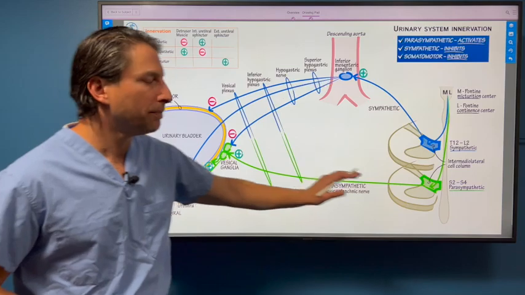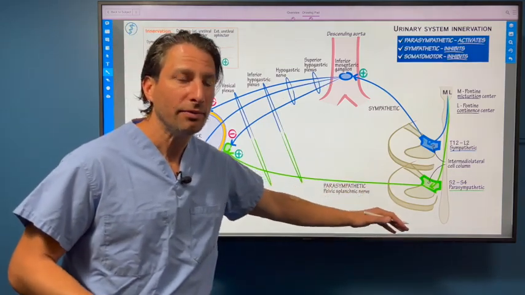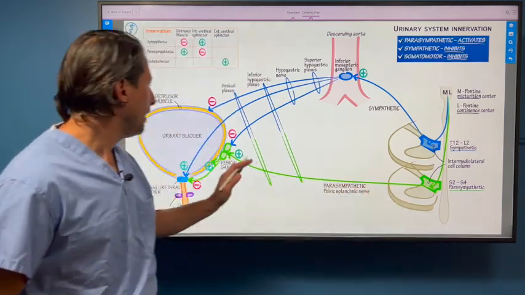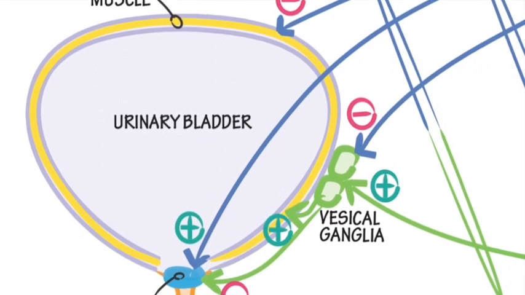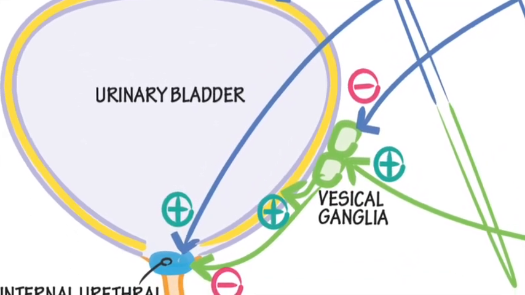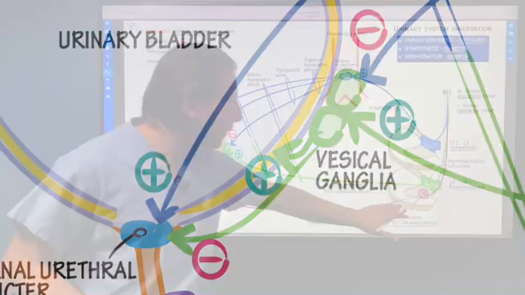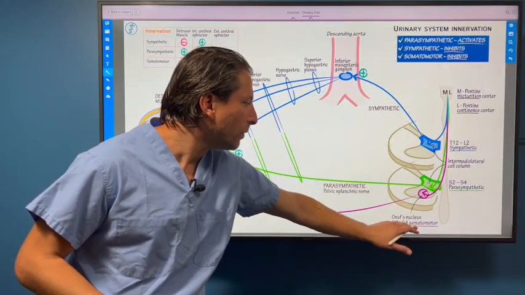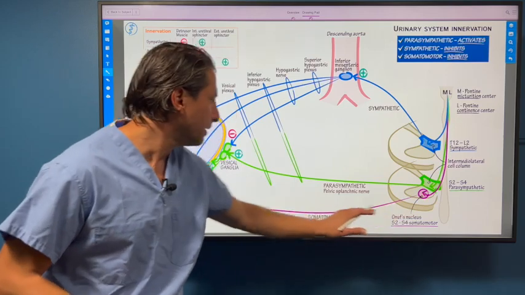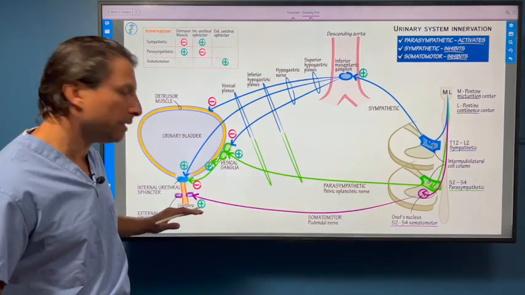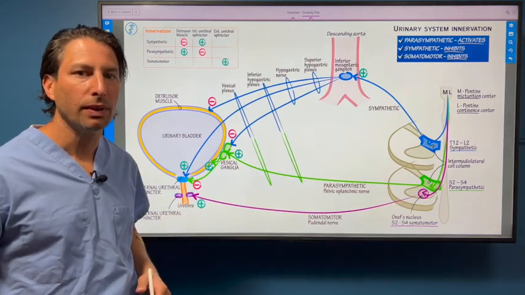Then from a parasympathetic standpoint, when we want to have micturition, we activate the detrusor muscle and we inhibit the internal urethral sphincter. And then Onuf's nucleus, S2 to S4, this is the somatomotor region that allows us volitional control, and it's activating the external urethral sphincter.